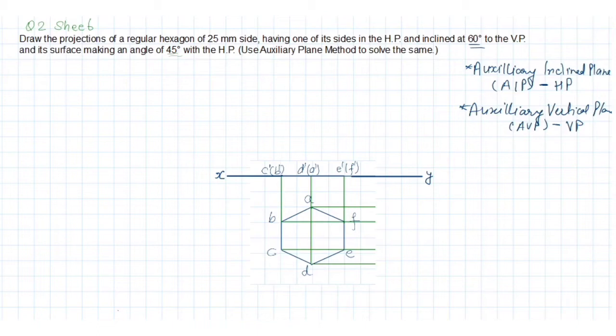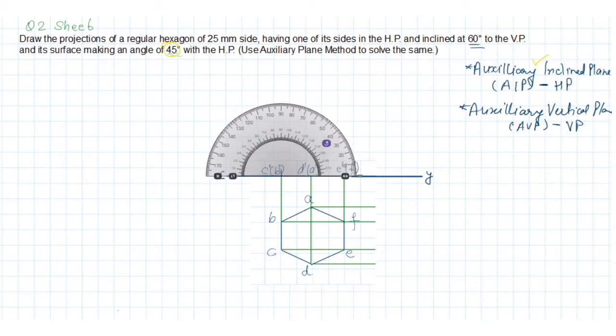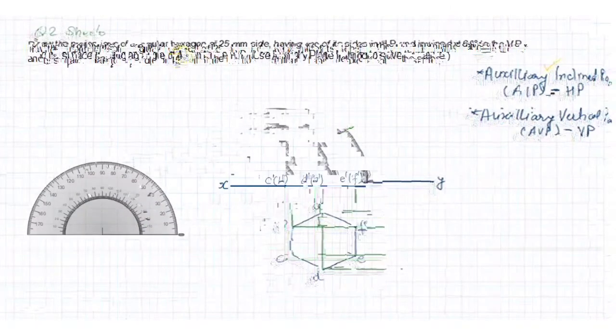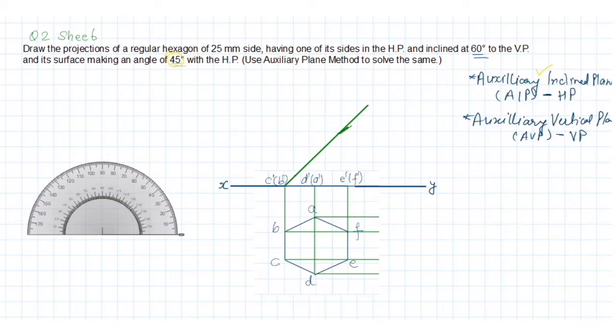So let us now use the auxiliary inclined plane. The inclination with HP is given to us as 45 degrees. So we will draw an auxiliary inclined plane at an angle of 45 degrees. This is the protractor. This is the front projection. Since this inclination of 45 degrees will be seen in the VP, this is the representation of the 45 degrees. So we will make the plane, and this plane is called the auxiliary inclined plane.